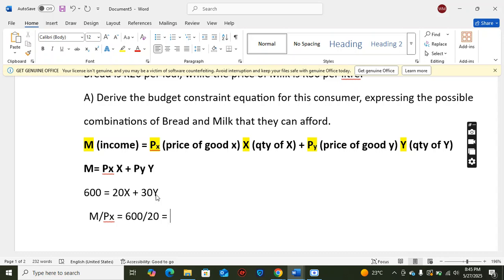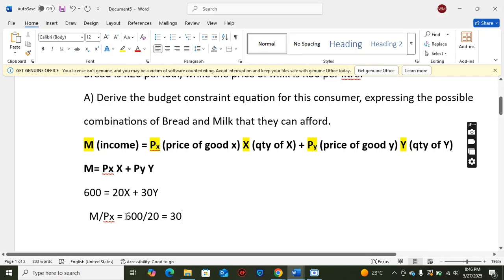Yes, 30. Okay. So if this person just wants to buy only bread, the way you can find that, colleagues, is to just divide the income by the price of the good. That will tell you how many units of that good they can buy if they only want to buy the certain good.